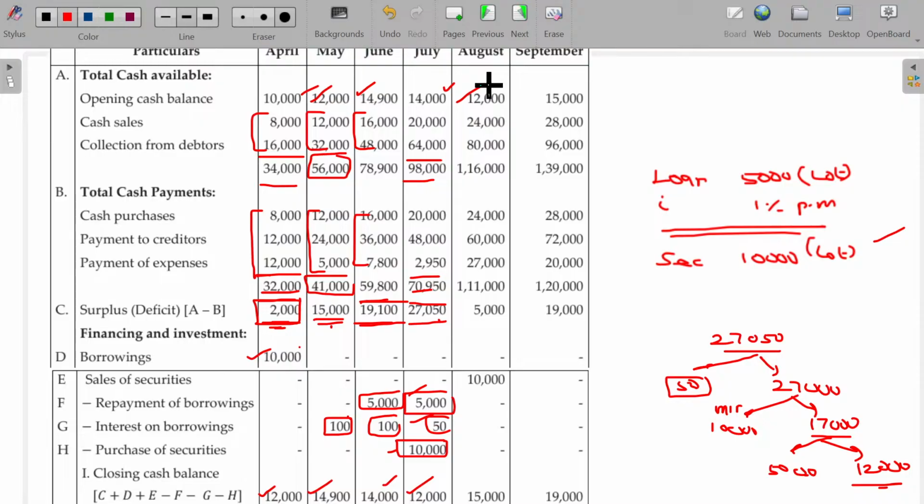So 12,000 becomes the opening for the next period. And in this year, we have only 5,000 rupees. You add the receipts and subtract the payments, you have the balance of only 5,000 rupees, which is less than the minimum balance of 10,000 rupees. But you don't have any loans, so no interest payment. Minimum balance should not go below 10,000 rupees.